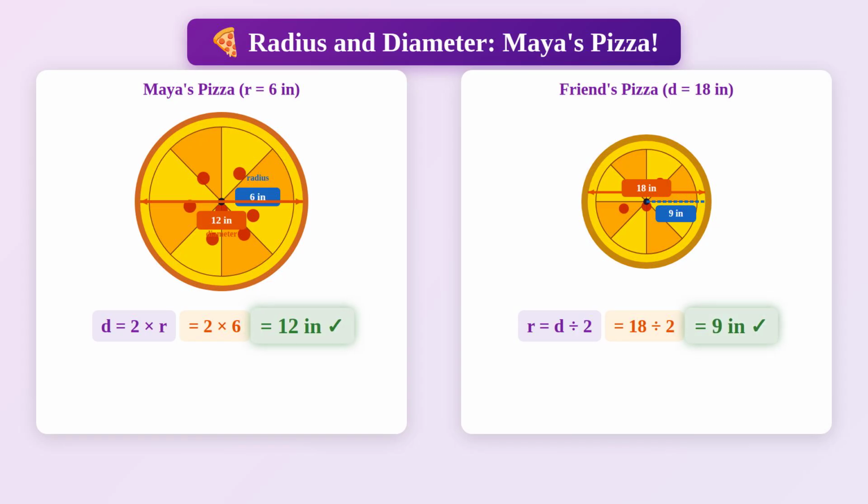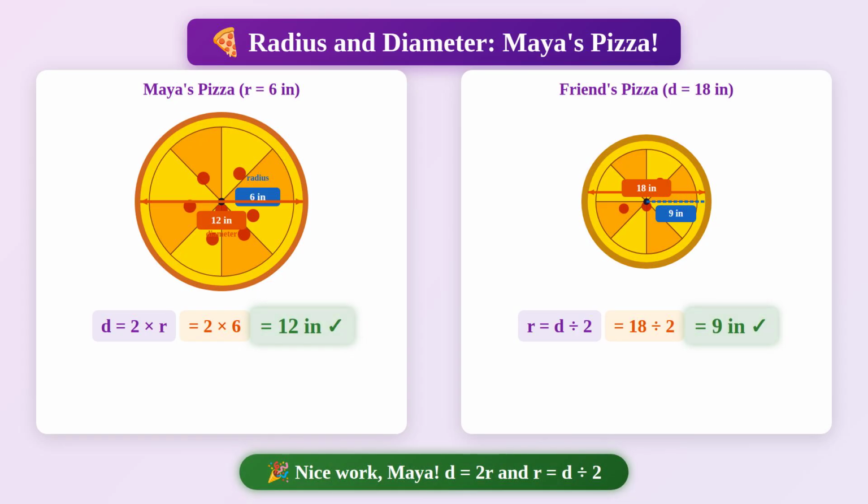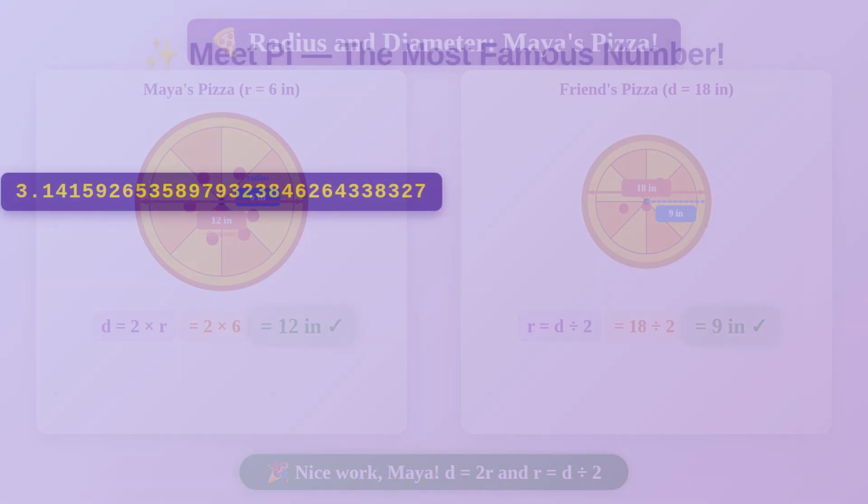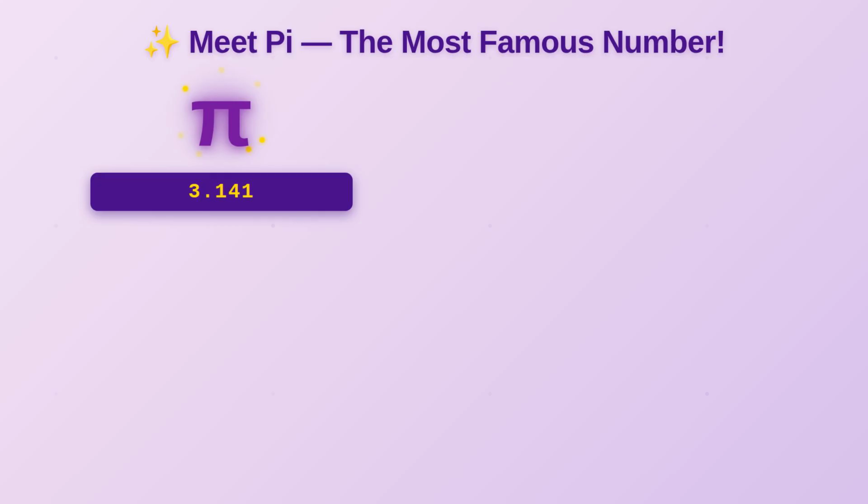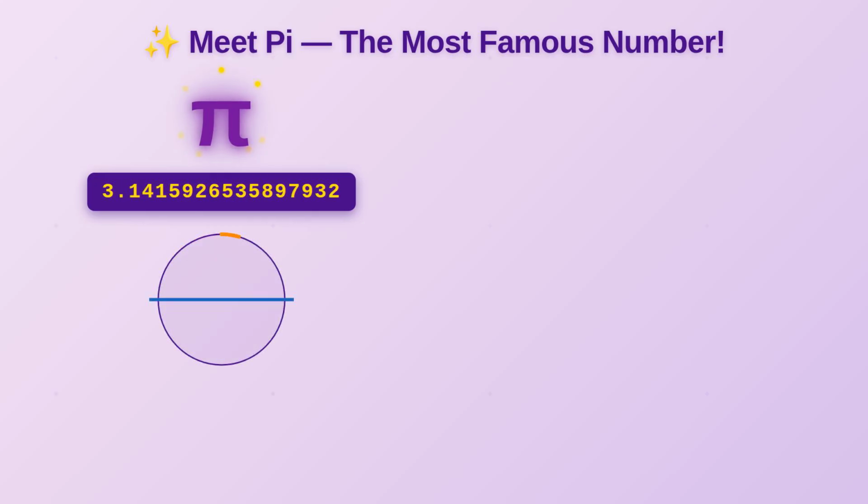Now Maya flips it. If her friend's pizza has a diameter of 18 inches, what's the radius? Radius equals diameter divided by 2. So 18 divided by 2 equals 9 inches. Nice work, Maya. Now here's where it gets truly magical.